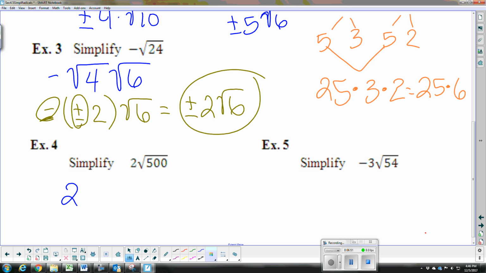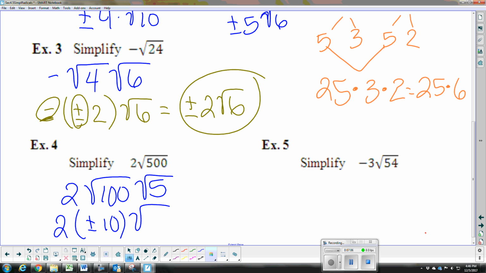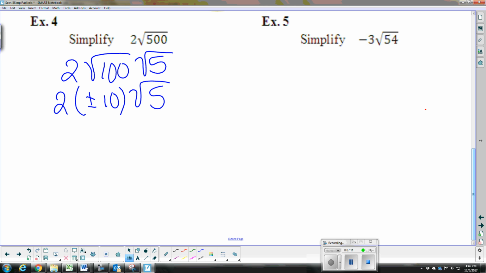So we've got 2, we want to find the largest perfect square, which is 100. So 2 times the square root of 100 times the square root of 5. So that's 2 times plus or minus 10 times the square root of 5. What's 2 times positive 10? So it's either 20 times the square root of 5 or 2 times negative 10, which is negative 20 times the square root of 5. So we still have plus or minus 20 times the square root of 5.